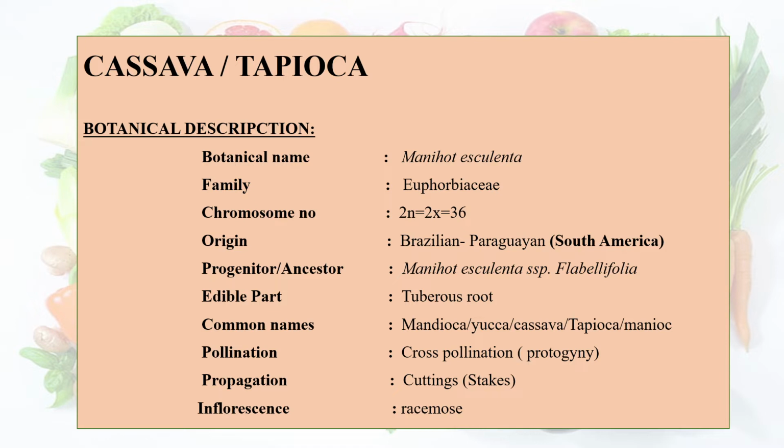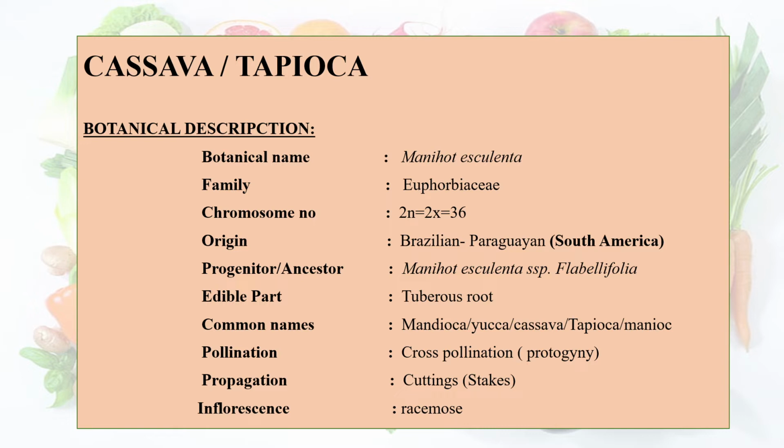The progenitor or ancestor of cassava is Manihot esculenta subspecies flabellifolia. Edible part is the tuberous root. And as usual, we have studied the common names: mandioca, yucca, cassava, tapioca, and manioc.